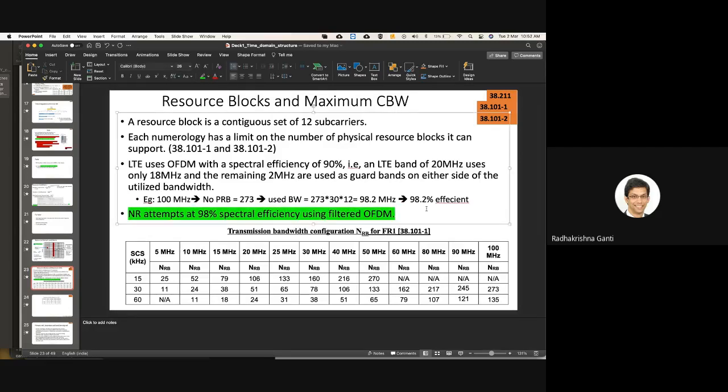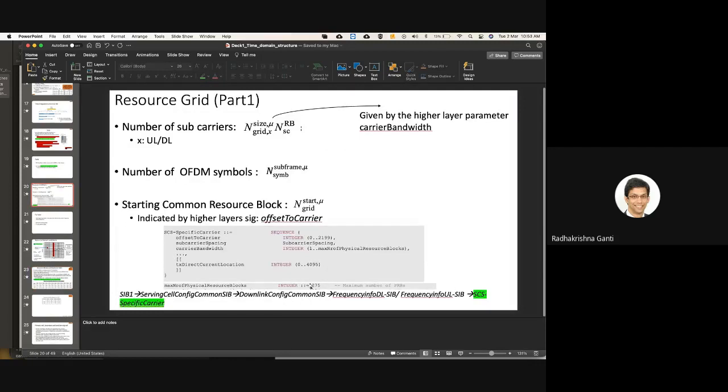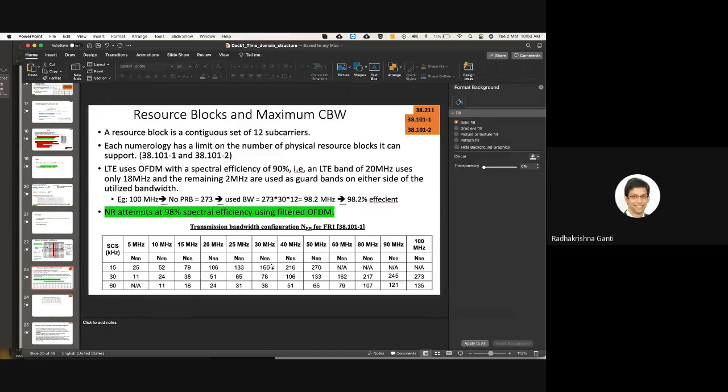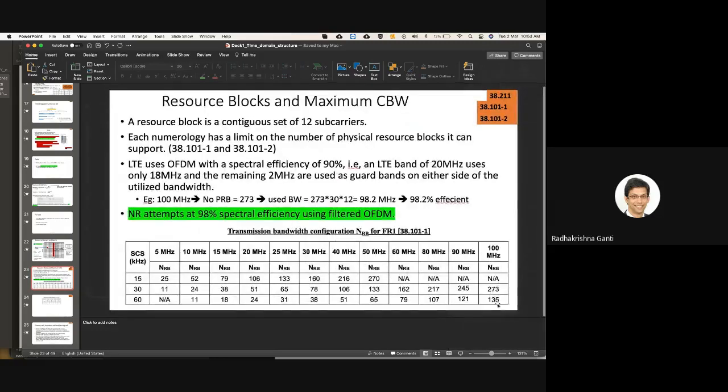Okay, so let's look at something. I want to emphasize this a little bit. This is the maximum number of subcarriers you can use for a given frequency. The absolute maximum is 275, but only 273 is allowed to be used. That's the maximum you can get. The RF specification only allows up to 273, while the baseband specification allows up to 275 resource blocks.